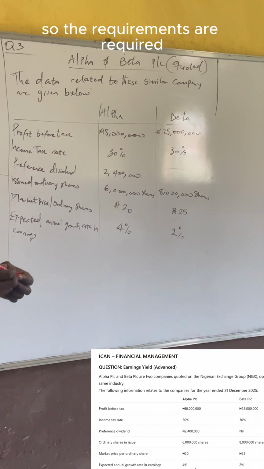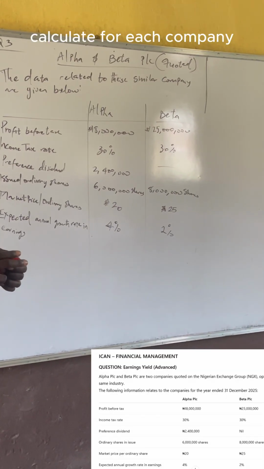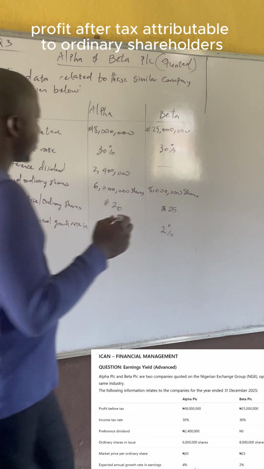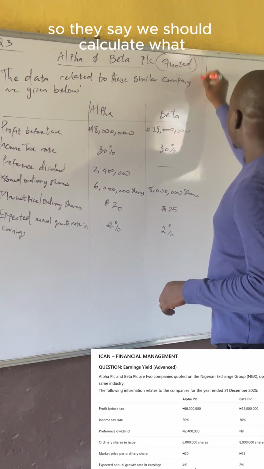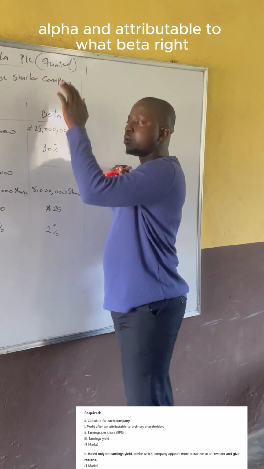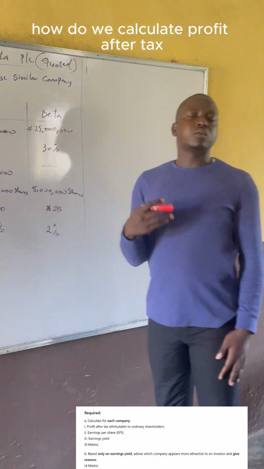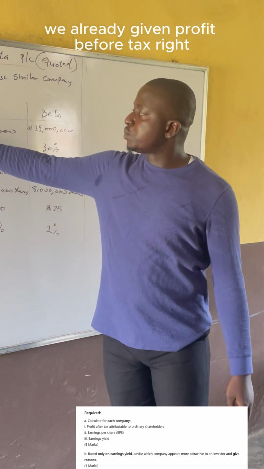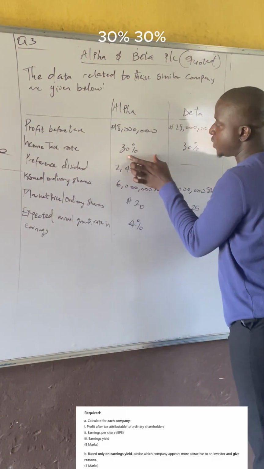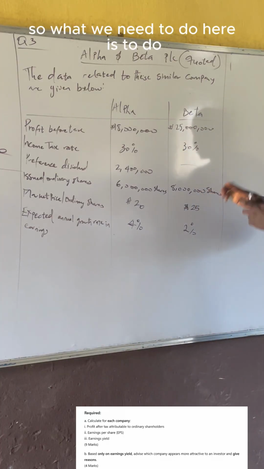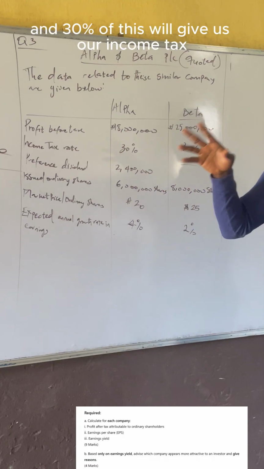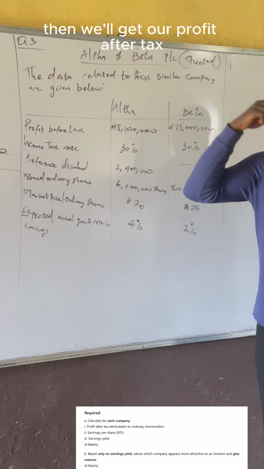The requirement is to calculate, for each company, the profit after tax attributable to ordinary shareholders. How do we calculate profit after tax when we are only given profit before tax? We take 30% of each value to get the income tax, then subtract it to get profit after tax.